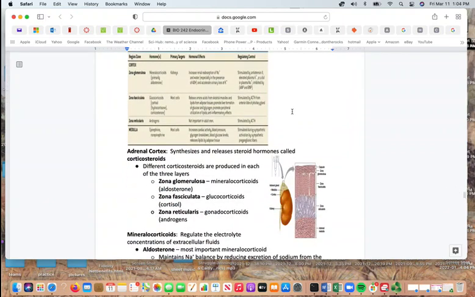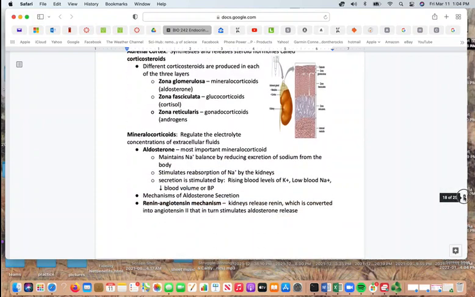So here is a table that shows the different zones in the adrenal. In the adrenal cortex, it's going to synthesize and release those steroid hormones that are the corticosteroids. So you've got different corticosteroids produced in the different layers. The zona glomerulosa makes the mineralocorticoids. Aldosterone would be your primary one there. The zona fasciculata makes your glucocorticoids, so that would be cortisol. And then the zona reticularis makes your gonadotropins, which would be your androgens. So in here you can see the different zones in this picture as well.